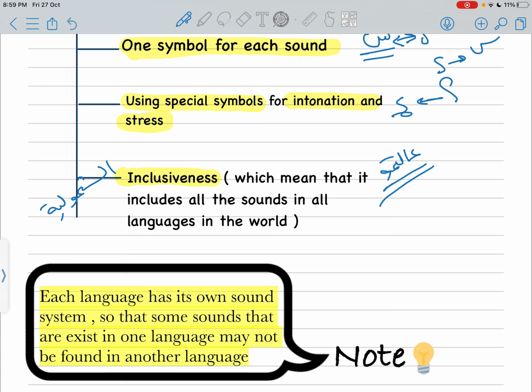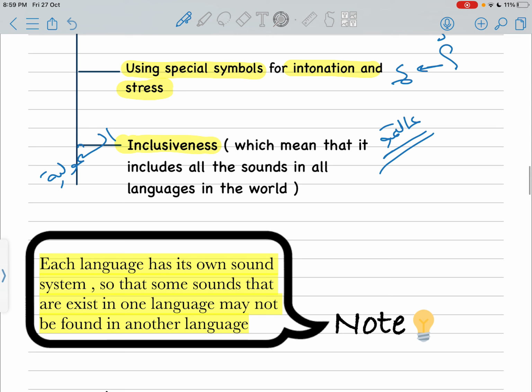Okay? So let's suppose that I have a Chinese friend and I have an Arabic word, and he wants to know how this word is pronounced. So I write the word using the International Phonetic Alphabet, and he will easily understand how the word is pronounced, because he is familiar with the International Phonetic Alphabet. There's no difference between the Chinese International Phonetic Alphabet and the Arabic International Phonetic Alphabet, you see? Yes.